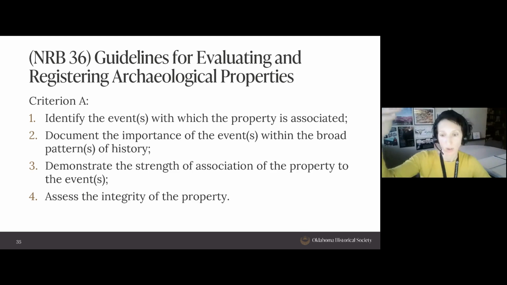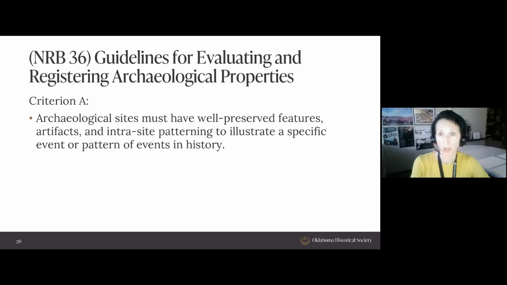So we're doing all of these first three steps before we get to integrity. Keep in mind, we're looking at significance and we're looking at integrity, but we're not conflating them. They are two separate questions we're addressing. Under criterion A, an archaeological site must have well-preserved features, artifacts, and intrasite patterning in order to illustrate a specific event or pattern of events in history.